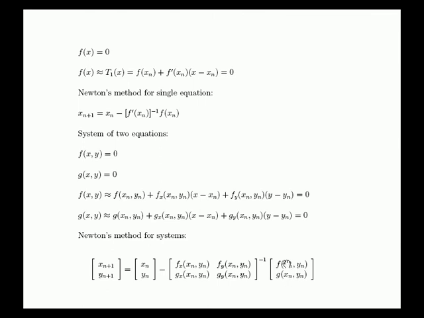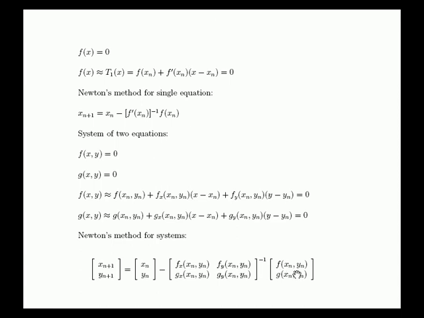The function has 2 components; the function's a vector. The derivative is a 2 by 2 matrix, a Jacobian matrix that consists of the partial derivatives. First row is partial derivatives of f, second row is partial derivatives of g. And that means matrix inverse. So this is very similar in looking to Newton's method for a single equation.